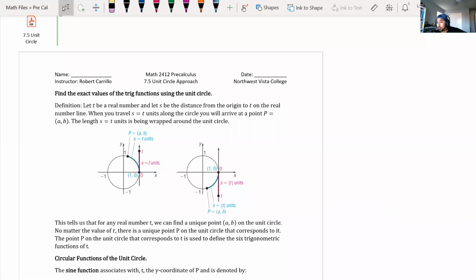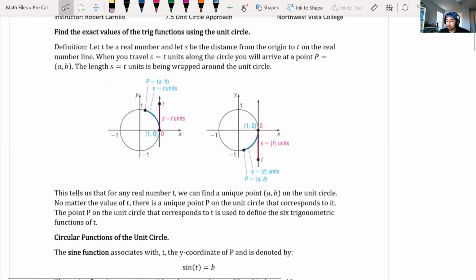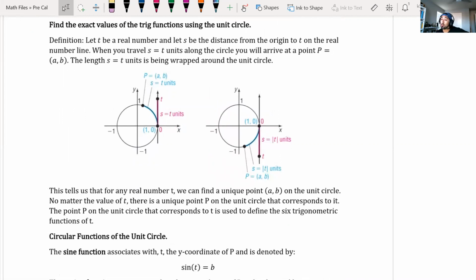Now I'm recording. So basically what we're going to do today is find the 6 trig functions and their ratios given a point on the unit circle anywhere. So what all this is saying is that let's say you traveled around the unit circle in clockwise or counterclockwise rotations. No matter how far you traveled, positive or negative, wherever you stop on the unit circle, there is a unique point AB. And the distance traveled is going to be considered T units.